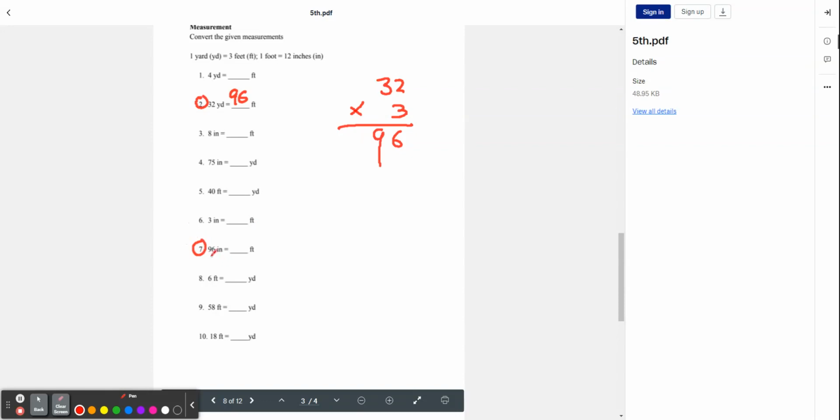Let's try 7. 96 inches to feet. So we see that 12 inches is equal to 1 foot, and 12 times 8 is 96. So we're also going to multiply 1 foot by 8, and we get 8 feet as our answer. Let's try 8. 6 feet, 2 yards. So 1 yard is equal to 3 feet, and 3 times 2 is 6 feet. So we're also going to multiply 1 yard by 2, and we get 2 yards as our answer.